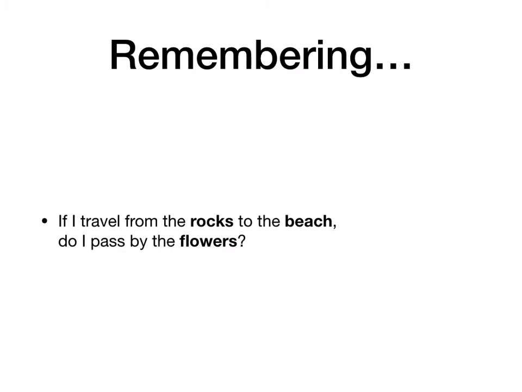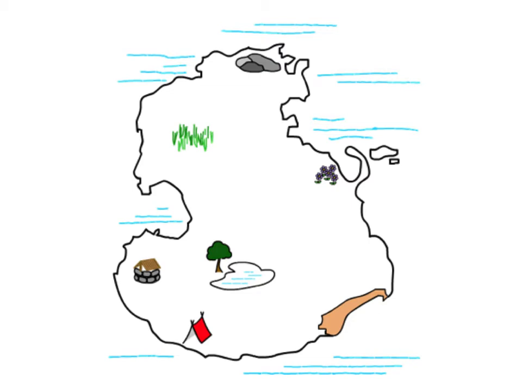Okay, how about if I travel from the rocks to the beach, do I pass by any flowers? Again, we can see in this case, yes, we actually do. The rocks are in the north, the beach is on the southeast, and I do pass by flowers. I can pick some for my tent display or whatever I'm doing.